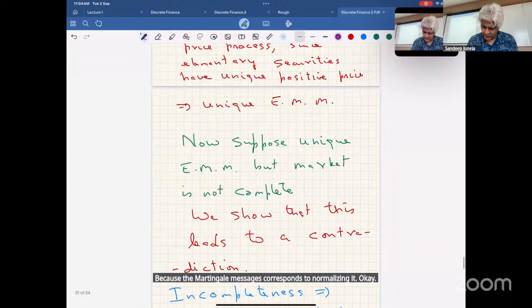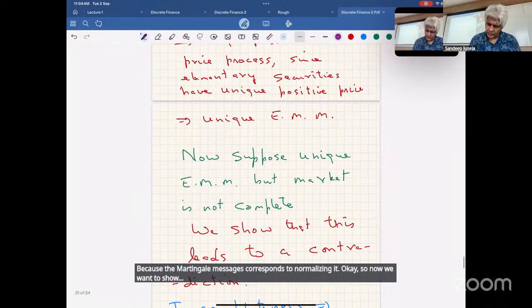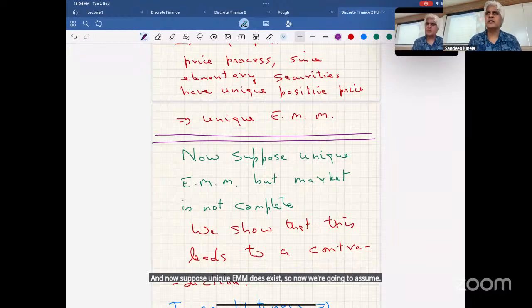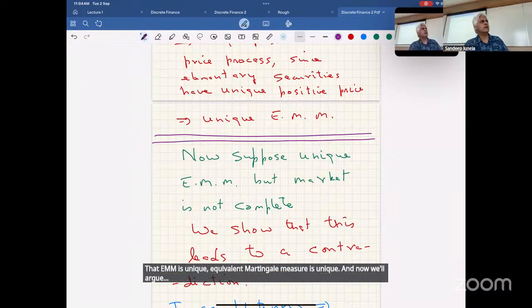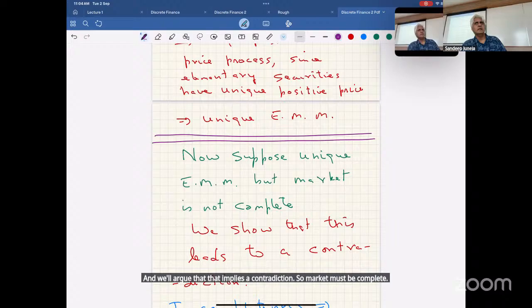Now we want to show the converse. Suppose a unique EMM does exist. We assume that the equivalent martingale measure is unique, and we assume that the market is not complete. We'll argue that this implies a contradiction, so the market must be complete. Everybody with me on this?